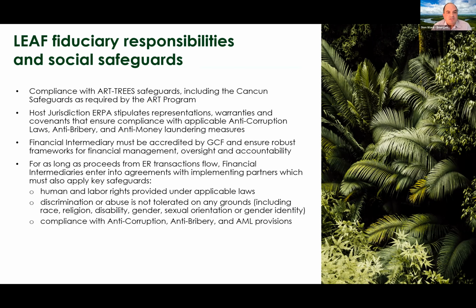As long as the proceeds are flowing from the sale of emission reductions through the financial intermediary, there is that drawdown of safeguards and oversight that extends to implementing partners. So we asked the financial intermediary to look specifically at human and labor rights. Any discrimination or abuse is prevented, and they once again comply with those financial safeguards which we mentioned. I believe one more slide.